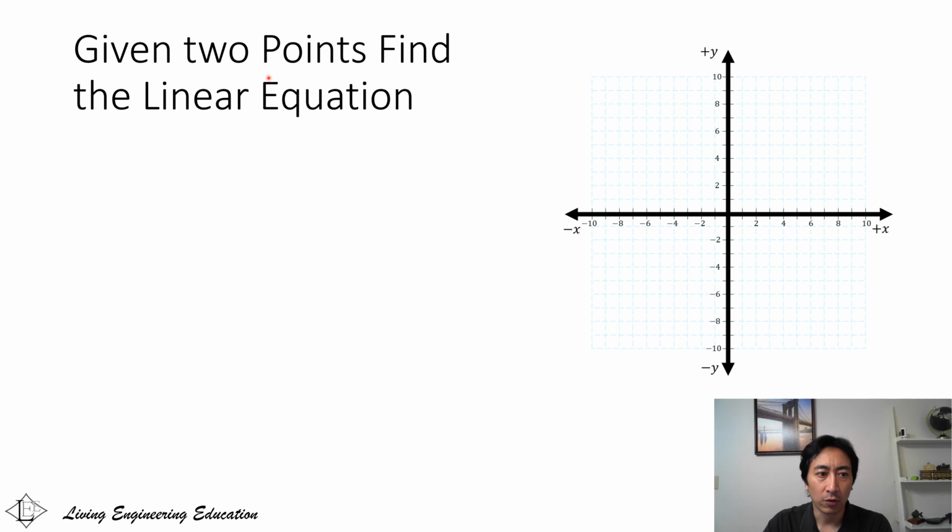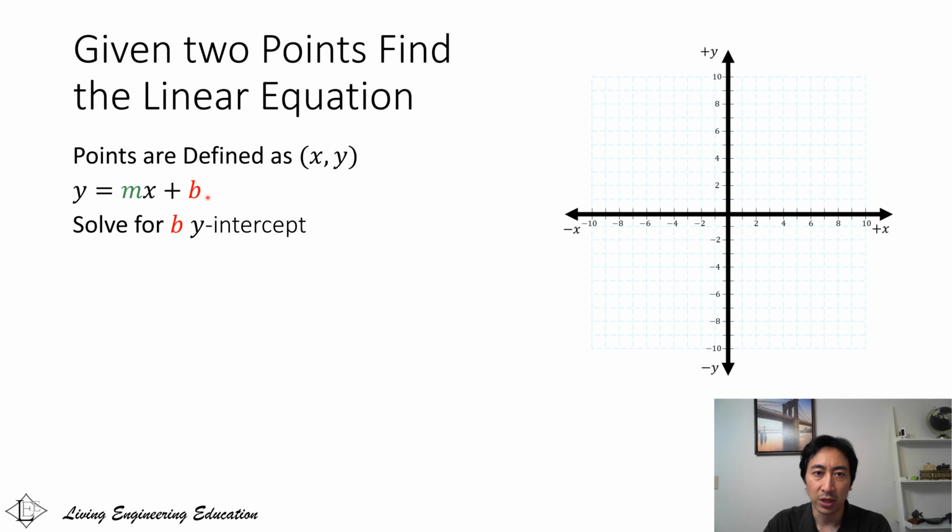Before we start solving for these linear equation problems, we want to remember that our points are defined as x comma y, meaning our first value is our x value, the second value is our y value, and the linear equation is y equals mx plus b. In these problem sets, we're already given the slope m, so all we need to solve for is b, our y-intercept. Remember, y-intercept is just the y value when the line crosses the y-axis, which is at x equals 0. So this basically is our secondary point where x is equal to 0 and y is equal to b.